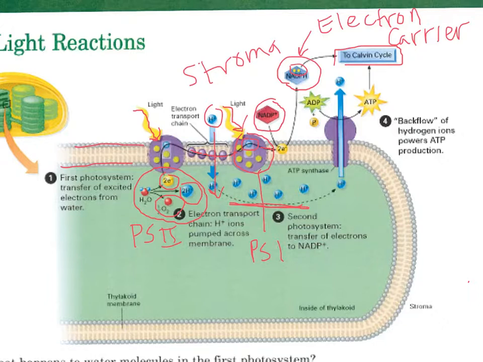We're not quite done with the light reaction because just like in the electron transport chain and ATP synthase in cellular respiration, we've got all these hydrogens building up, and as you know, the natural action of diffusion means that things want to go from a high concentration to a low concentration. So in this case, the hydrogen ions or protons want to go from inside the thylakoid to the stroma.